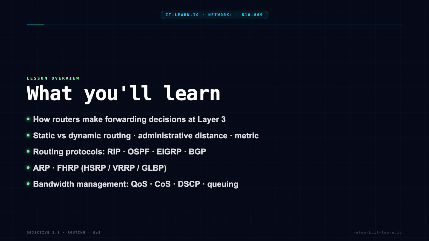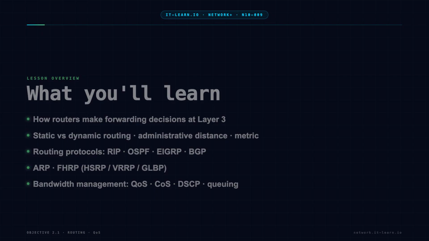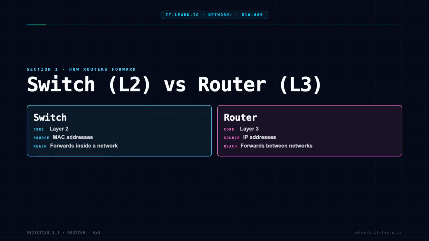Let's get started. A router operates at layer 3 of the OSI model. While a switch uses MAC addresses to forward frames within a local network, a router uses IP addresses to forward packets between different networks. Every time a packet arrives at a router, the router examines the destination IP address, consults its routing table, and forwards the packet out the correct interface toward its destination. This process repeats at every router along the path until the packet reaches the destination network.